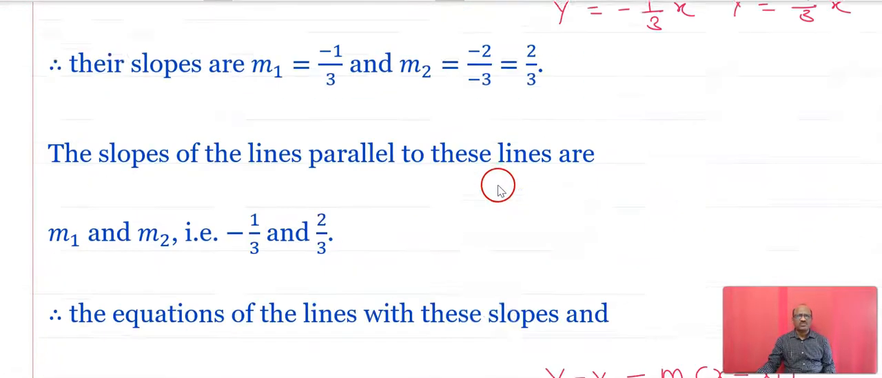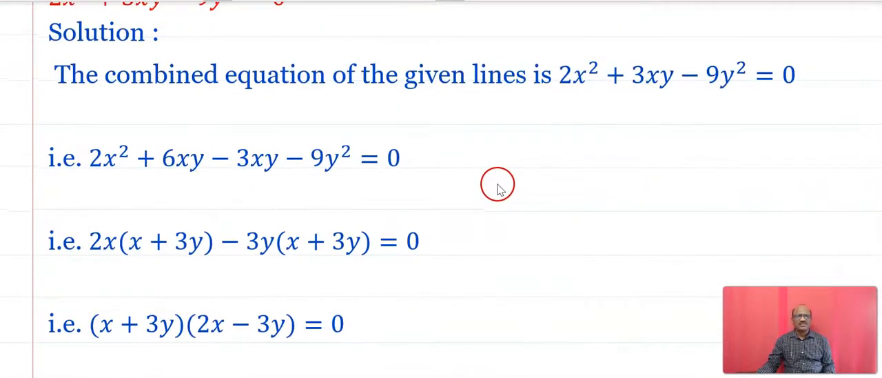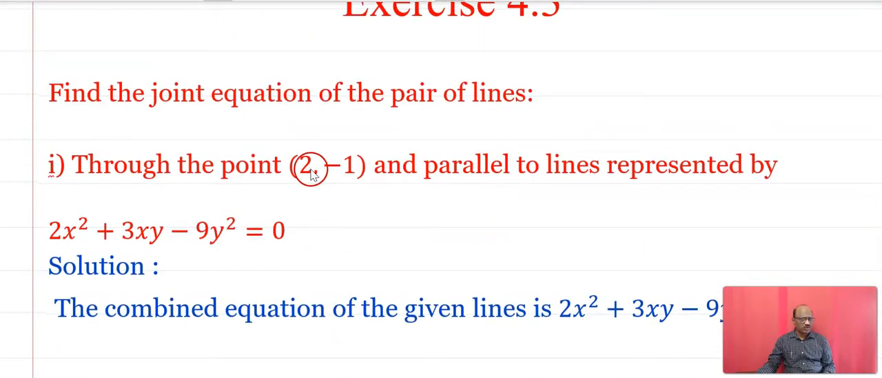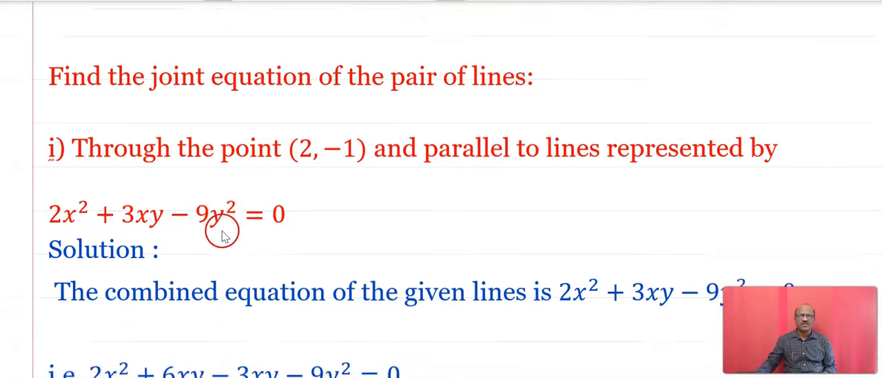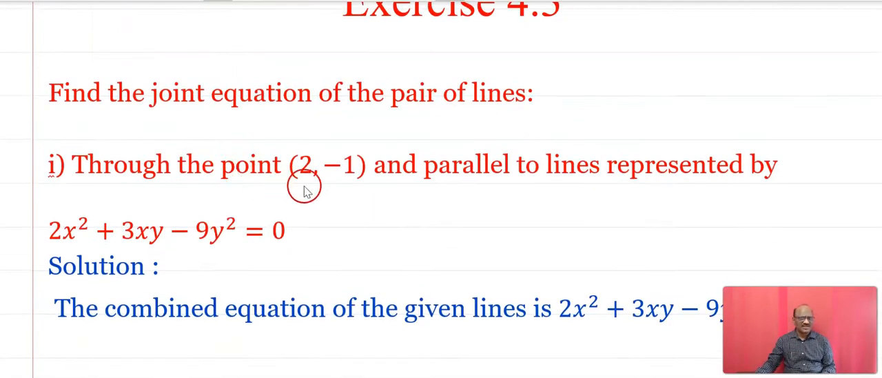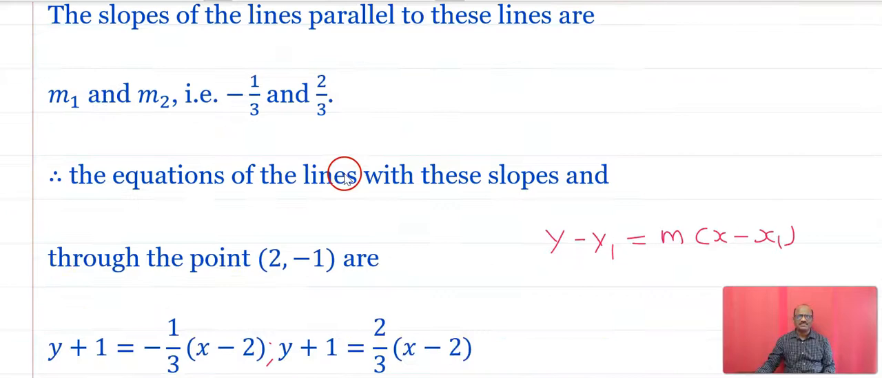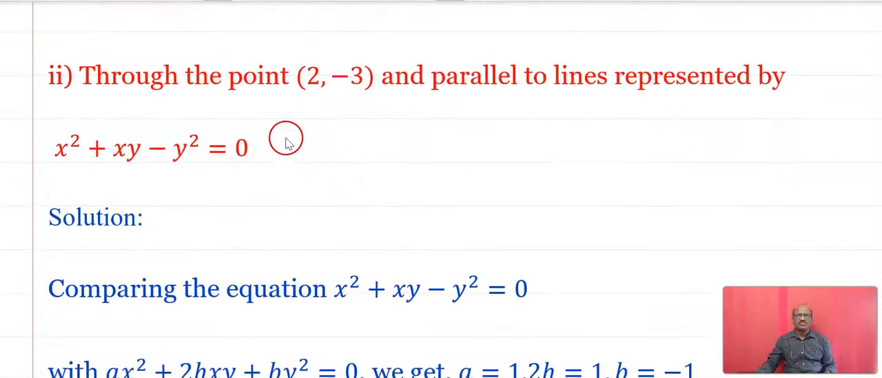What is the main theme of this? Our lines pass through the point (2, -1) and are parallel to the lines represented by the given joint equation. Therefore, first we find the slopes of these two lines and then find the equations of the lines. Okay, now the next problem.